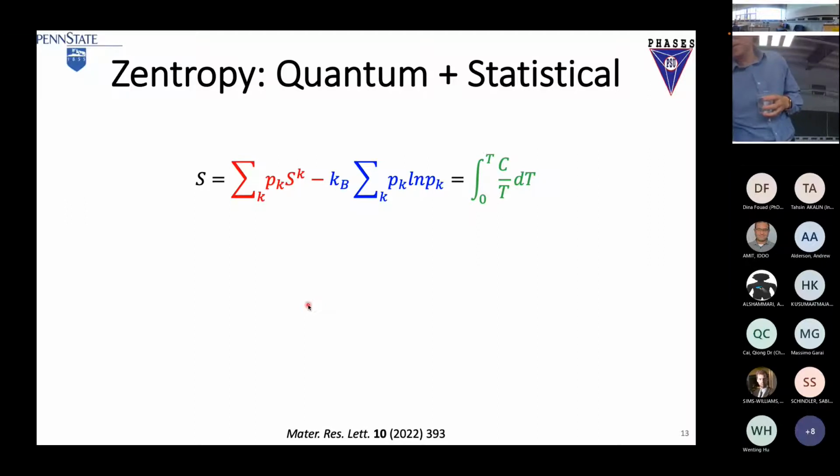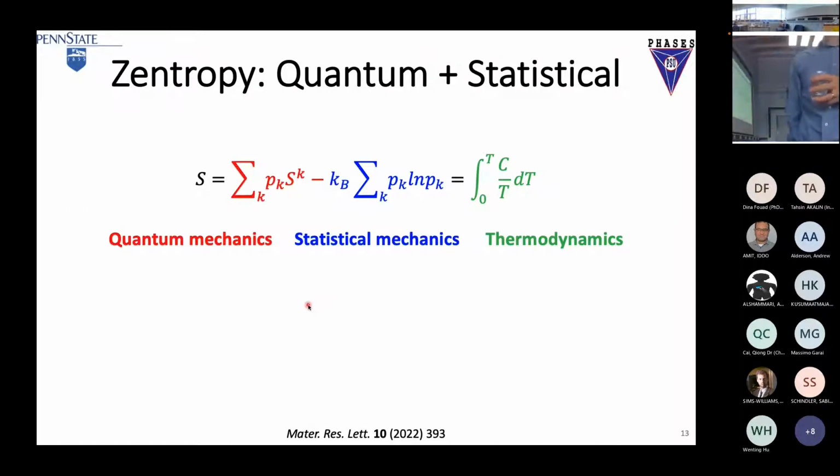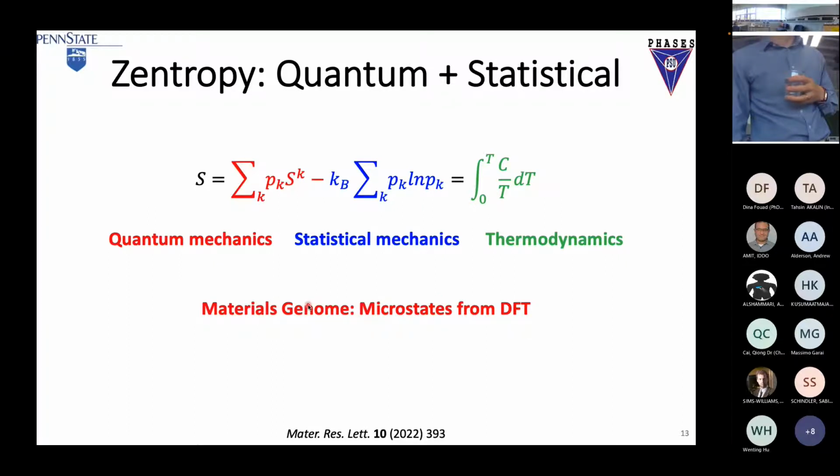Then we have a lot of examples of doing that. It's basically quantum plus statistical, which gives you some dynamics. Then we can define the material genome anew. The new definition of the material genome is a microstate from DFT. In my opinion, if you want to predict a material's properties, you have to take the microstate from DFT to do the prediction.